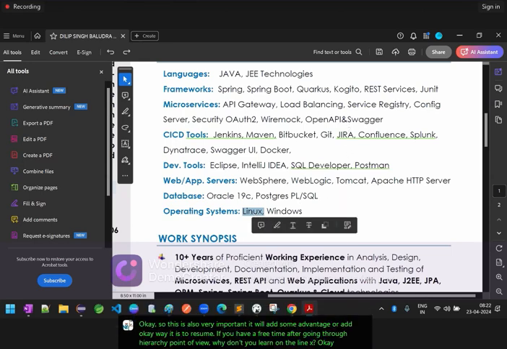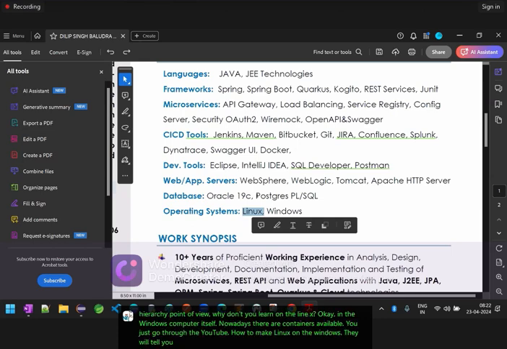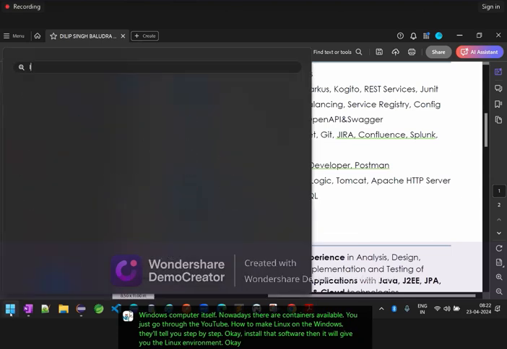In a Windows computer itself, nowadays there are containers available. You just go through YouTube on how to set up Linux on Windows. They will tell you step by step. Install that software, then it will give you the Linux environment. Okay, I don't think my computer is having that.